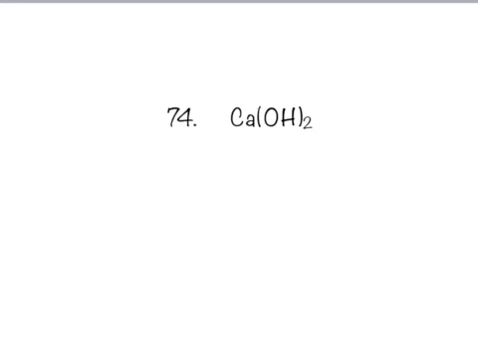Here's another ionic compound with a polyatomic. Calcium is representative, it's always 2+. Hydroxide is always 1-, so that is the correct formula for calcium hydroxide.